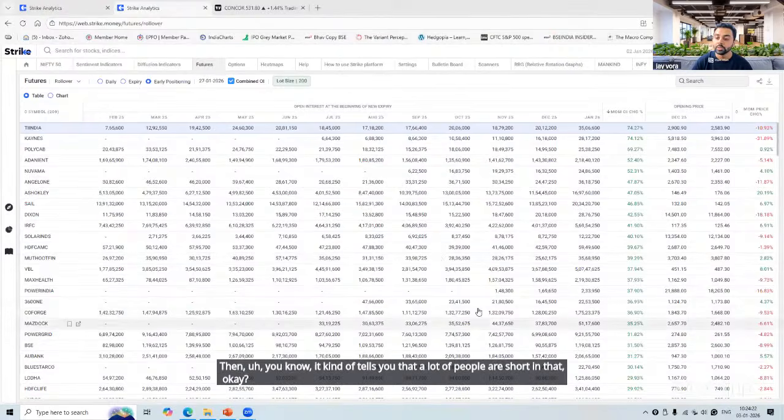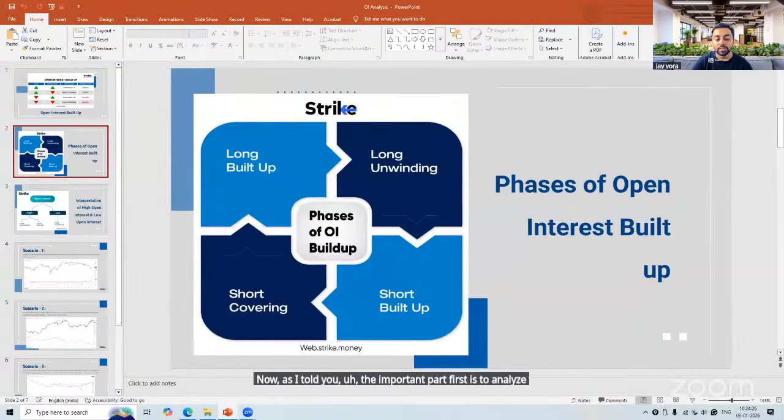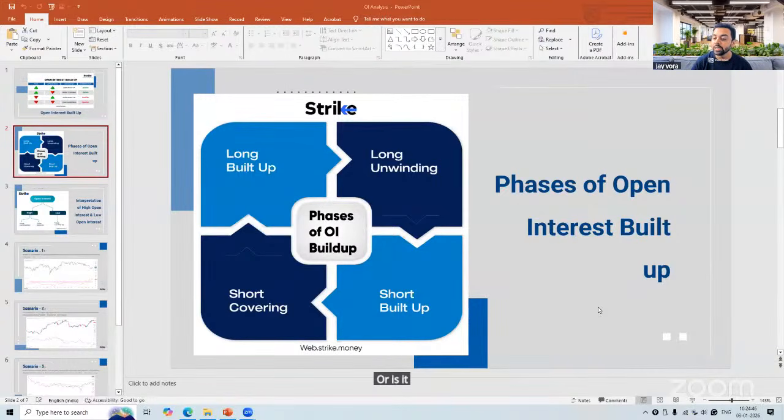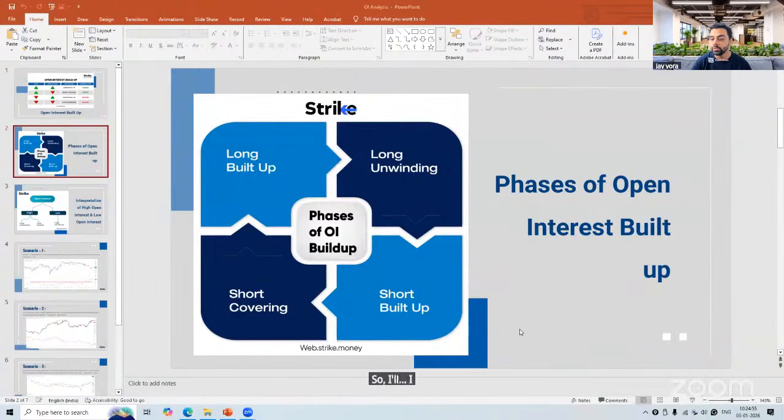Okay. Now, as I told you, the important part first is to analyze where there is short and then wait for the confirmation so that you can reap the benefit of short covering. Okay. But of course, when it is a short build-up, you also need to understand whether there is a trend breakdown that is happening, or whether those prices are at medium to long term supports, and that's where it is going to get interesting. So I'll try to give you some examples.